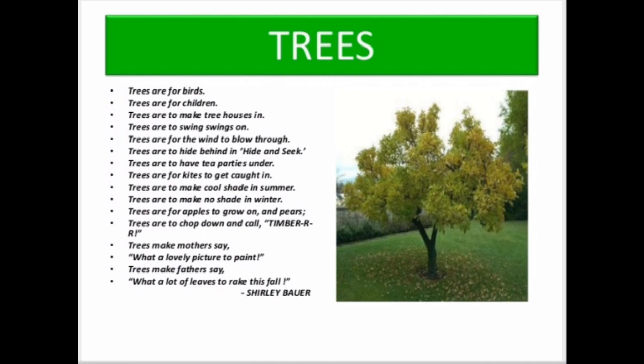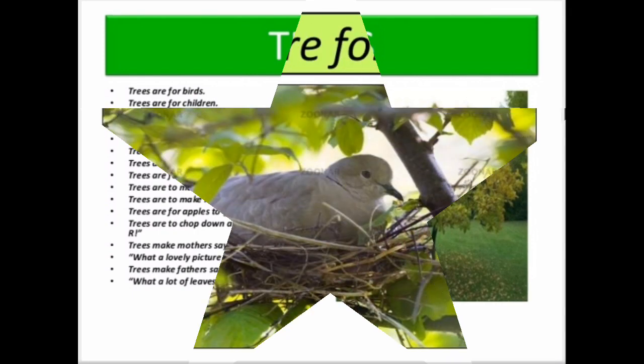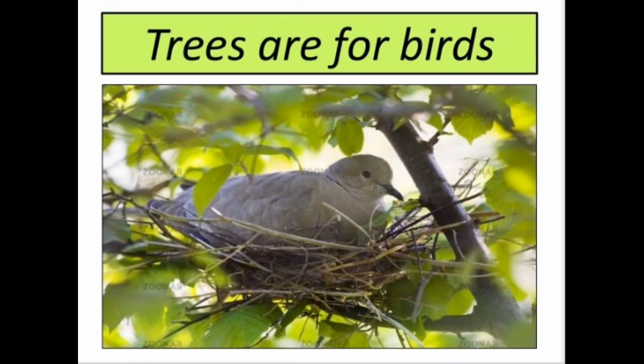They give us shades. They give birds shelters, right? They provide us with fruits and all, wood. Number of things are there that we get from trees. So they have the giving nature. उनका nature कैसा है? Giving, right? Number of benefits or importance of trees, those are highlighted in the poem. So let's start. Trees are for birds.